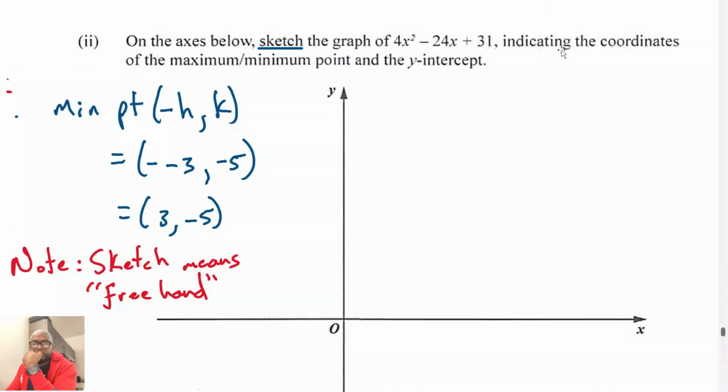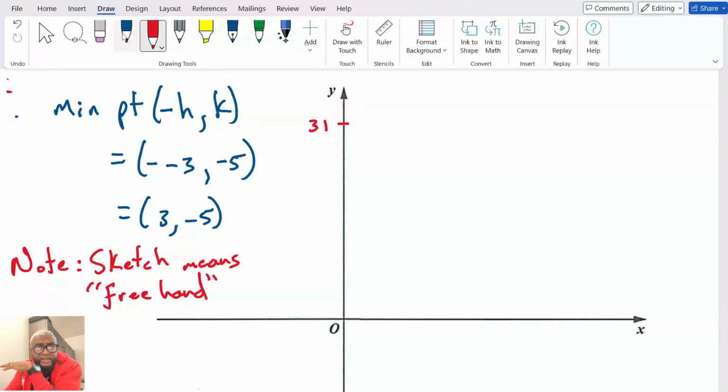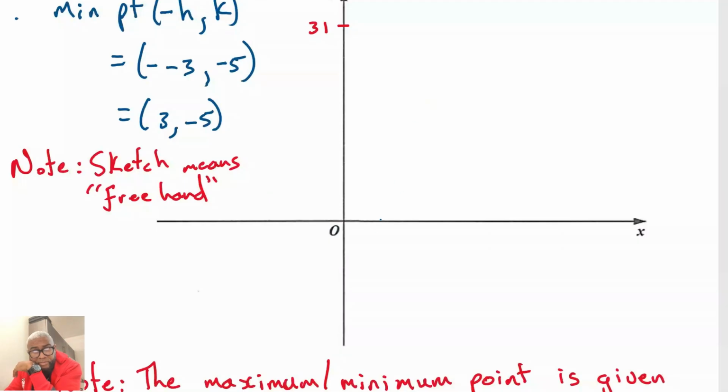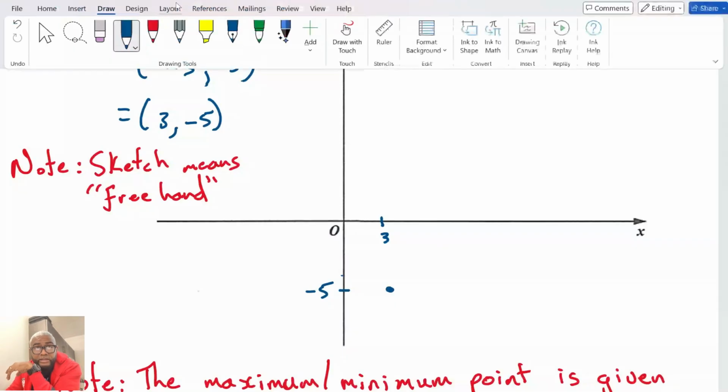Next, indicating the coordinates of the maximum or minimum point and the y-intercept. I know the y-intercept is 31. It's a sketch, so it's a gauge. You just put 31 up here, somewhere quite high. Now, the next thing you have to show is the maximum or minimum point. The minimum point will be positive 3 on the x-axis and negative 5 on the y, a little lower down. That coordinate would be here.